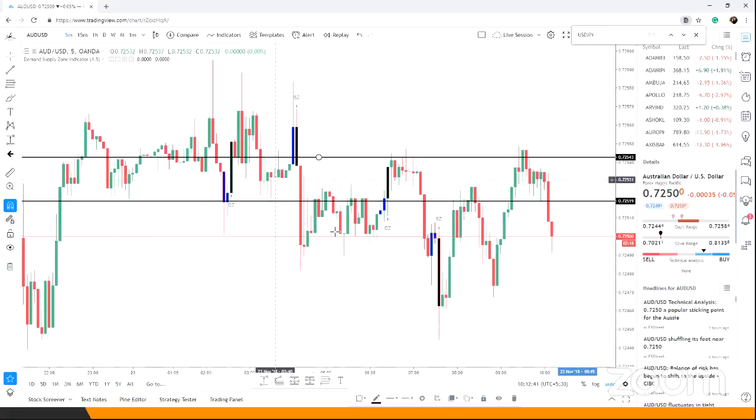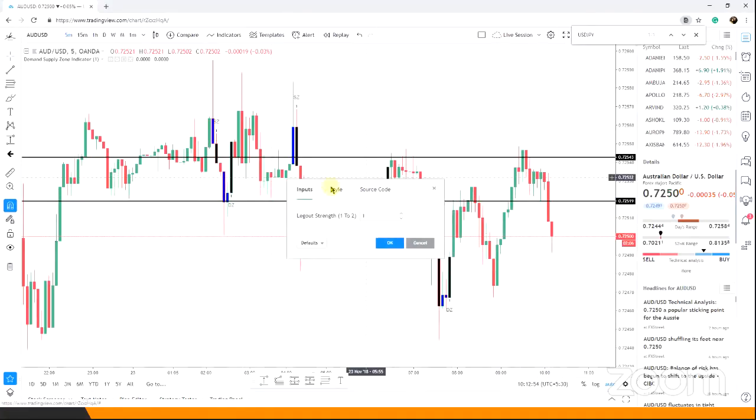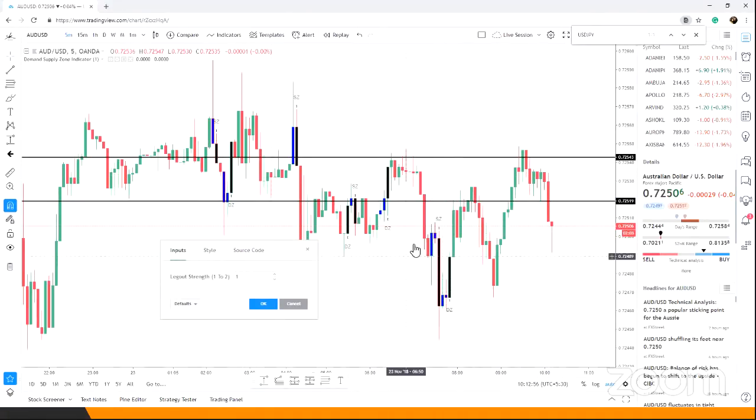Now, one thing which can be done is, this indicator has a setting for how strong you want your leg outs to be. As of now, the setting is set to 1.5. The smaller the number, even if the move is a little weak, it will still identify it for you. As an example, you can see now it's showing me a few more zones. If I push it to 1.5, the number of zones will become fewer.